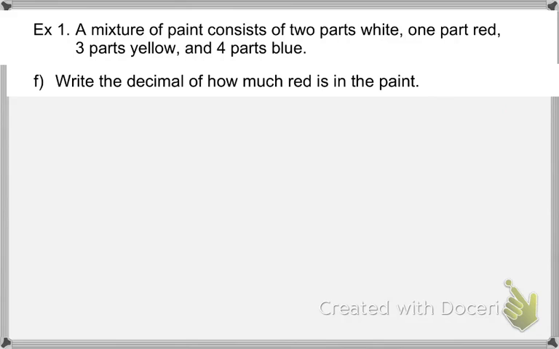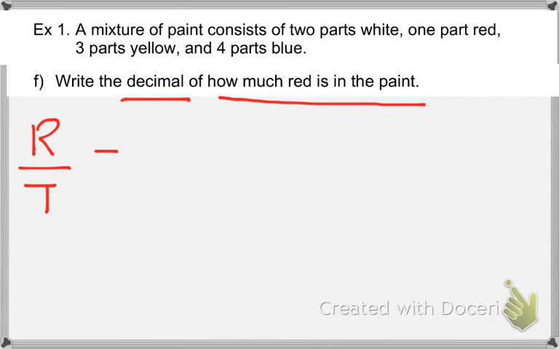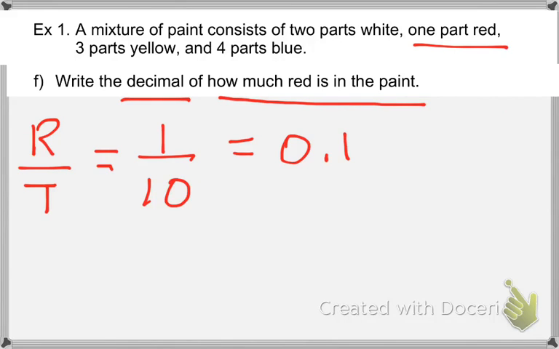F, write the decimal of how much red is in the paint. So we want red over total in the fraction. 1 part red over the total, which was 10. 1 divided by 10 is 0.1. Remember, 2 numbers after the decimal. Oh, they just want the decimal. They don't want the percent, so that's our answer.